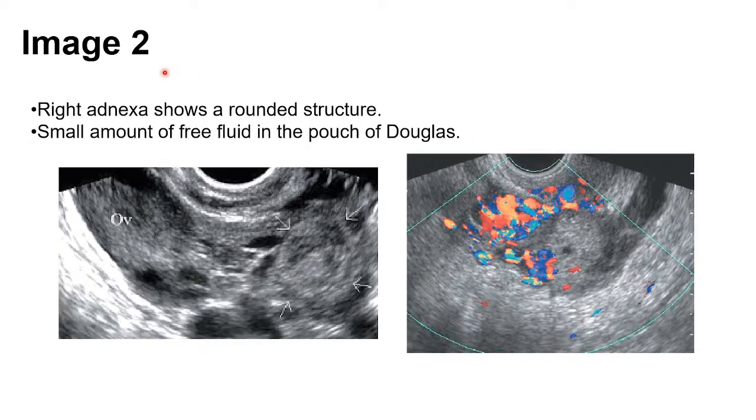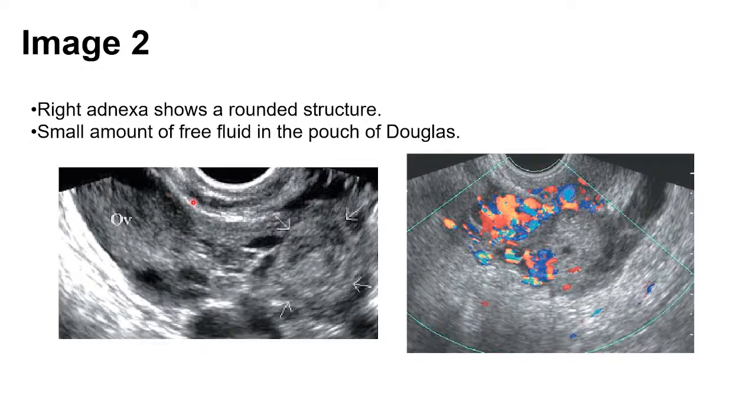Image number 2. You can see the right adnexa shows a rounded structure. Is this an ovarian cyst? Is that a dermoid? What is that? Can you spot what I'm seeing there? The right ovary is there.